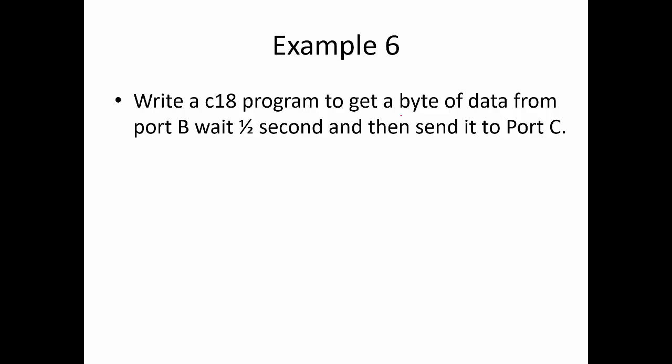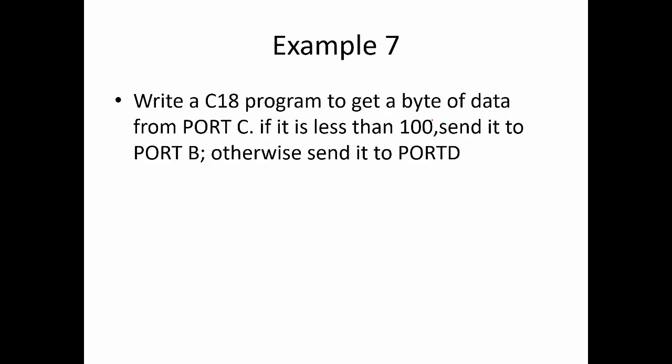Write a C18 program to get a byte of data from port B, wait half a second and then send it to port C. This is another example to get the byte of data. Just assign the values to port B and make a delay of half a second, in the sense 500 milliseconds. Then the same value needs to be sent to port C. You just make a try.